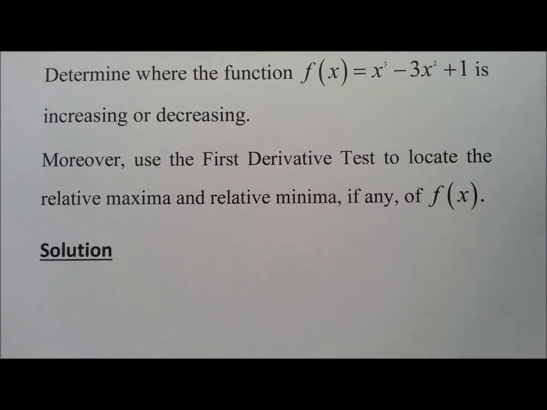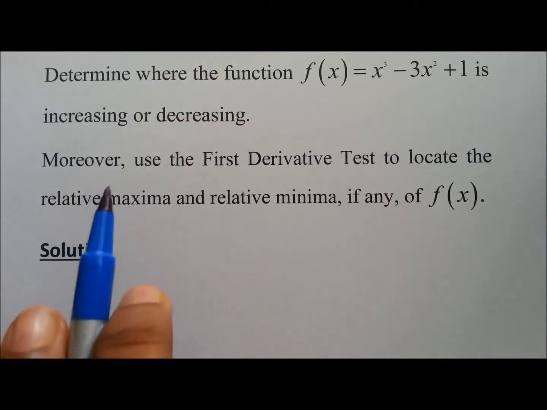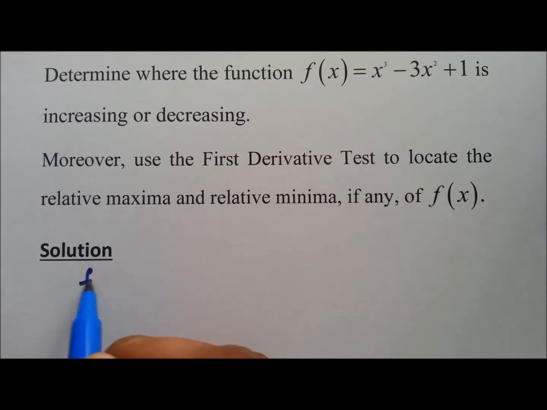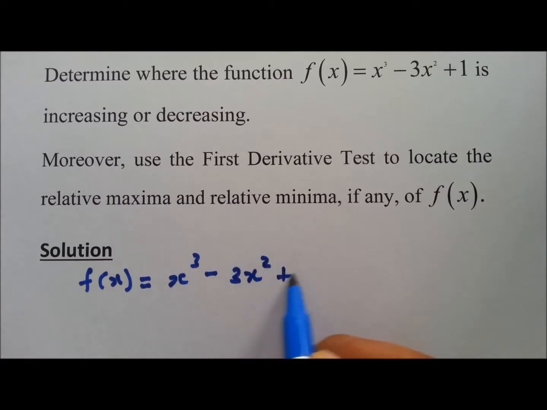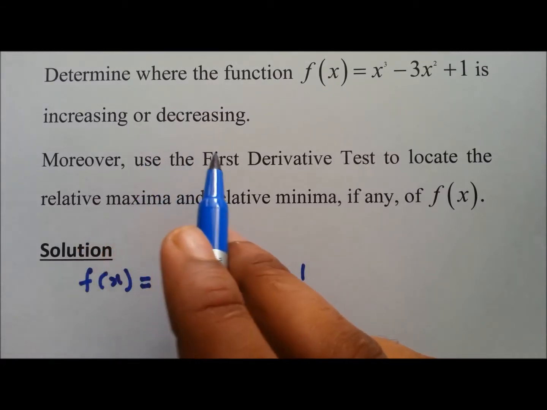Hello, today we'll look into this problem. The question is: determine where the function f of x, given as x cubed minus 3x squared plus 1, is increasing or decreasing.